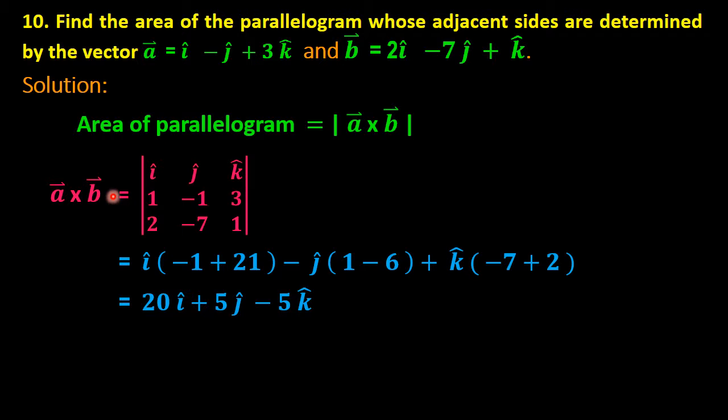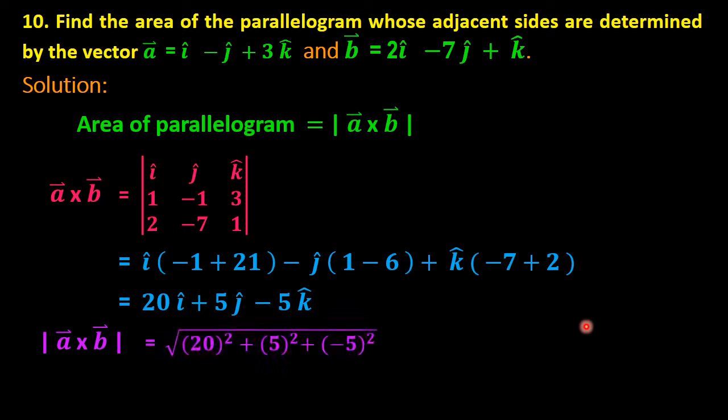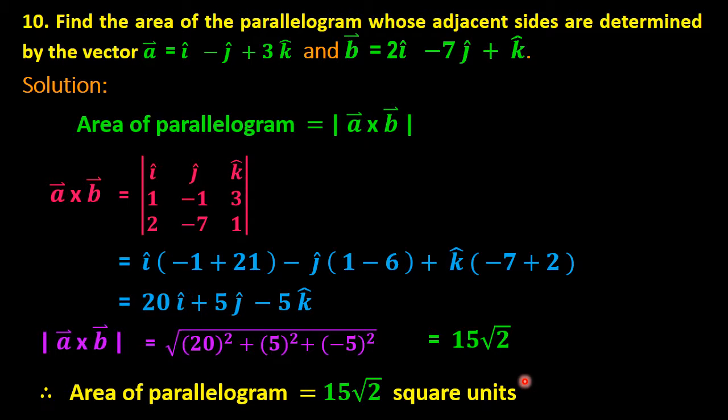Now we need to find the magnitude of this A cross B vector. The magnitude will be given by the square root of 20 squared plus 5 squared plus (minus 5) whole squared. So it will be 15 root 2, which is the area of the parallelogram. At last we write the conclusion: therefore, the area of the parallelogram equals 15 root 2 square units. So this is how we find the area of a parallelogram.